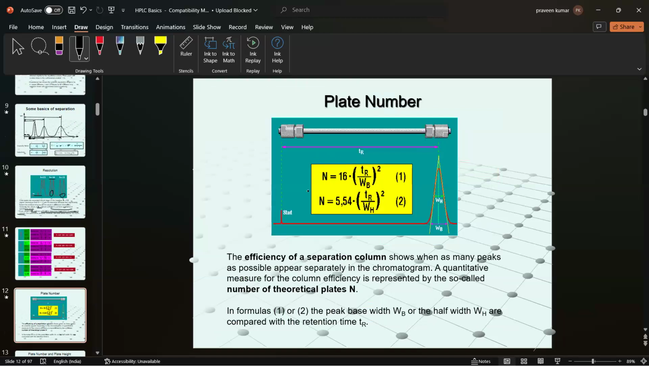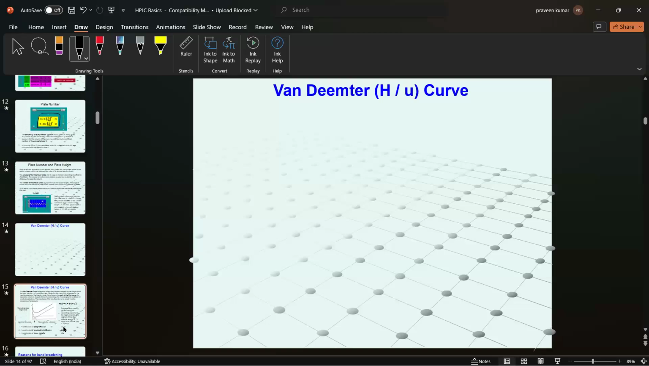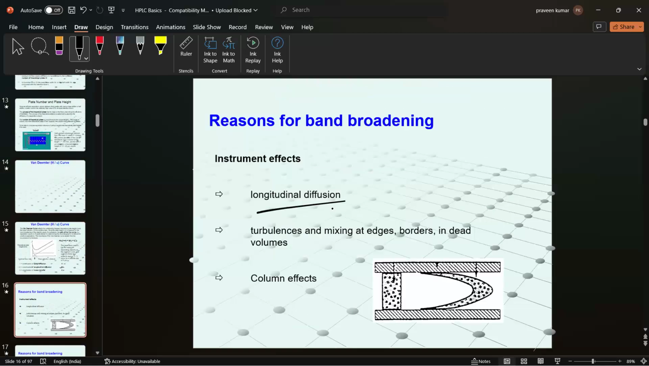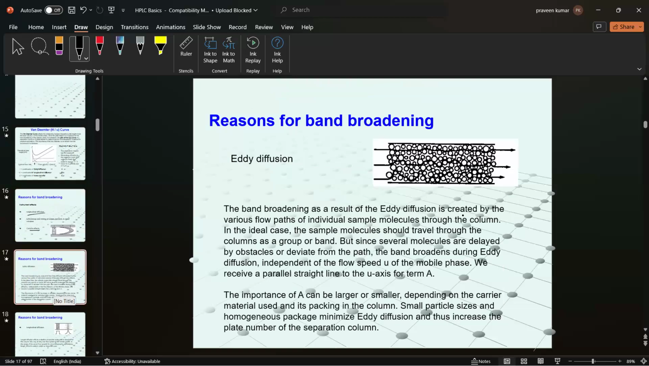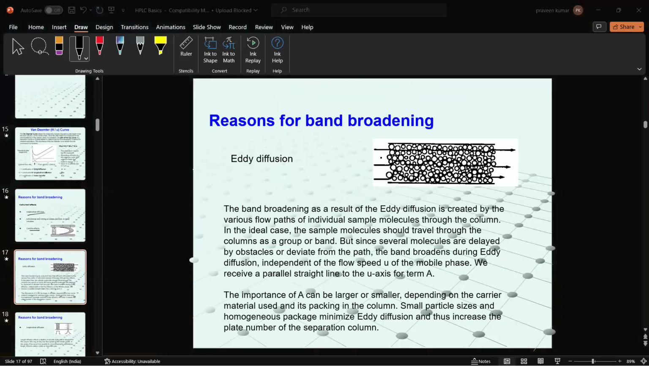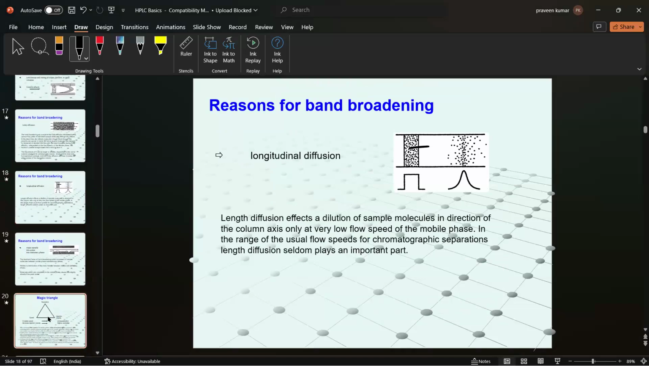This is the formula to calculate the plate number, which I also mentioned earlier. The plate number, the height of the theoretical plates, the Van Deemter curve, the longitudinal diffusion, column defects. As mentioned here, eddy diffusion: the molecules, whenever passing through the stationary phase, follow different paths. Due to these different paths, it leads to band broadening.